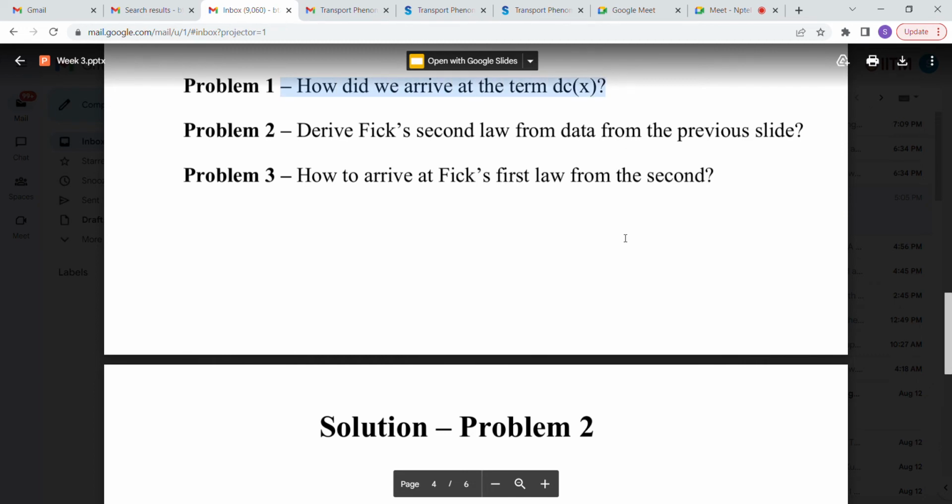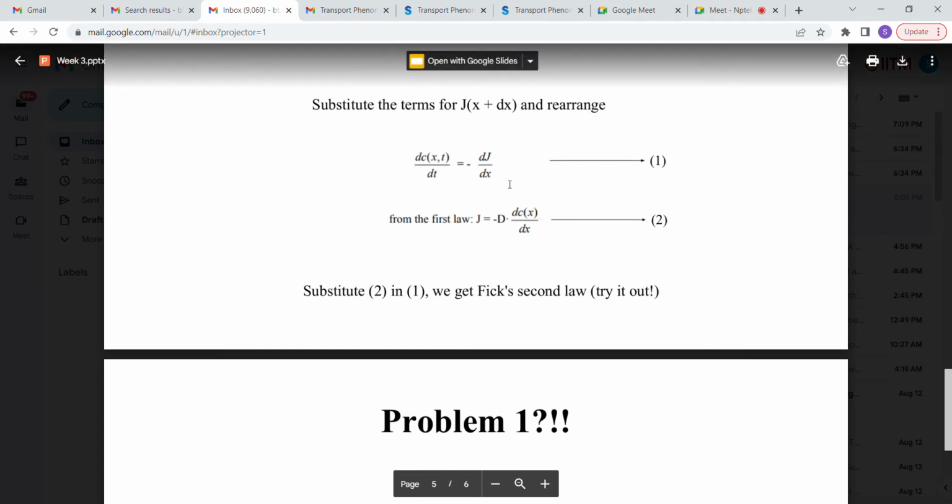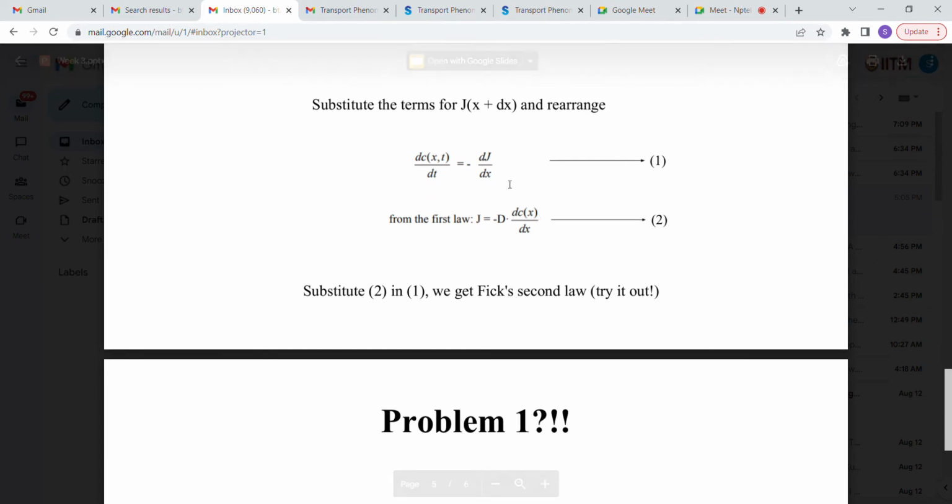Once you do this, you must remember from the first law that J, the diffusive flux, is equal to the negative of D into dc of x by dx. That is Fick's first law. And why the negative sign? I was asking the question in my previous week. I hope you people were able to understand it.